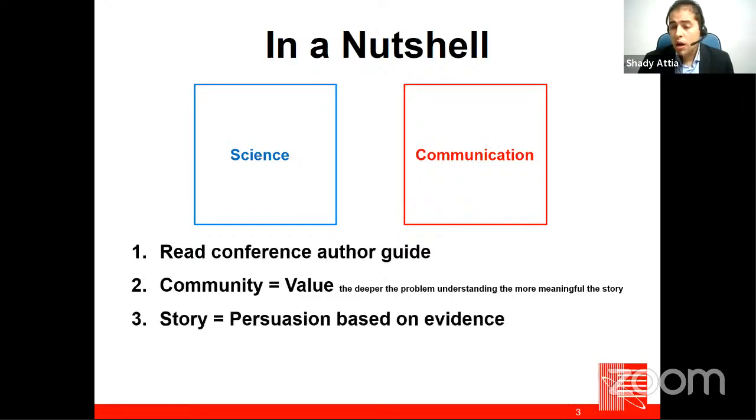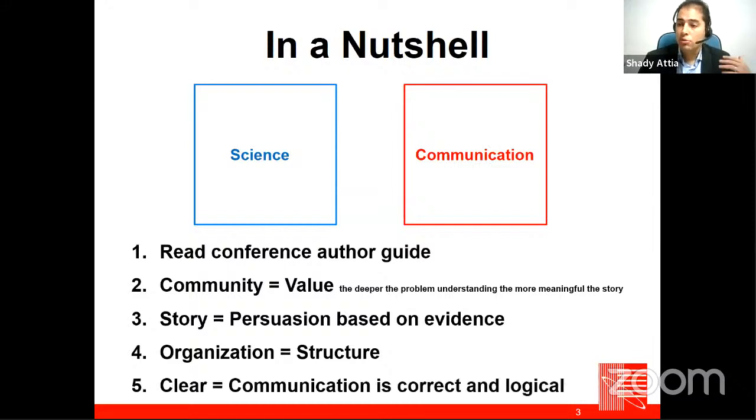The story: how we are going to have a persuasive, evidence-based story, and how you will organize your manuscript or your conference paper, and finally, how to make sure that you will convey a clear message and that you will communicate in a correct and logical way. So this is in a nutshell the presentation's content.